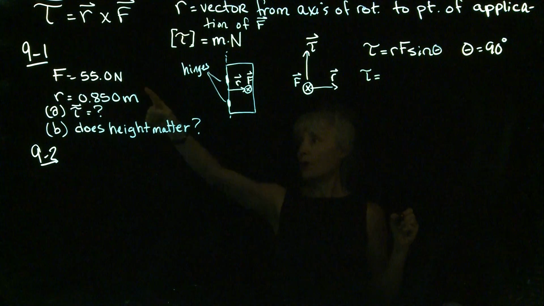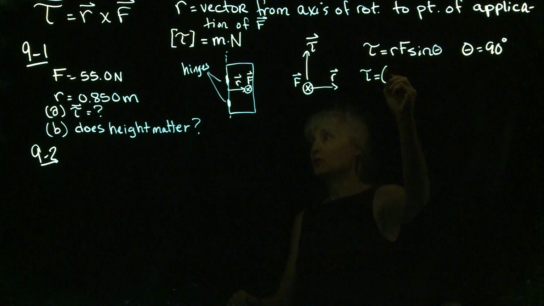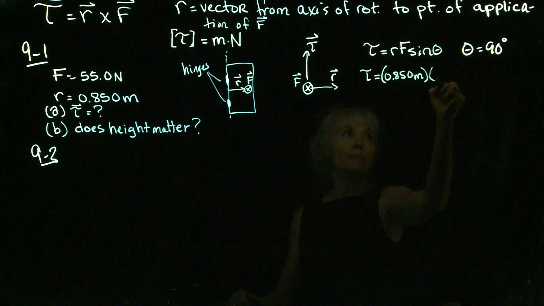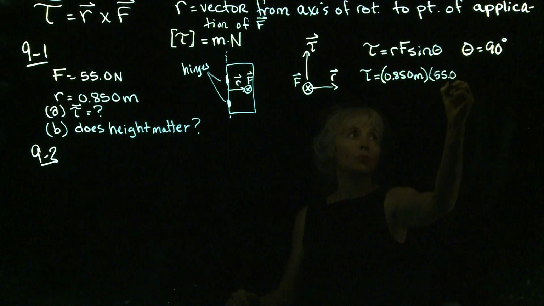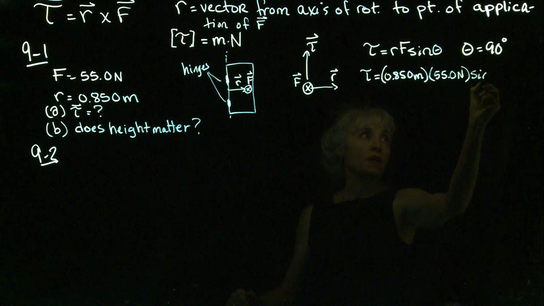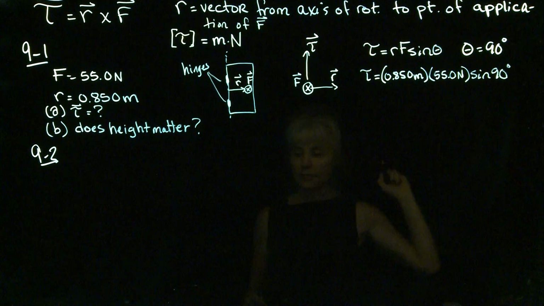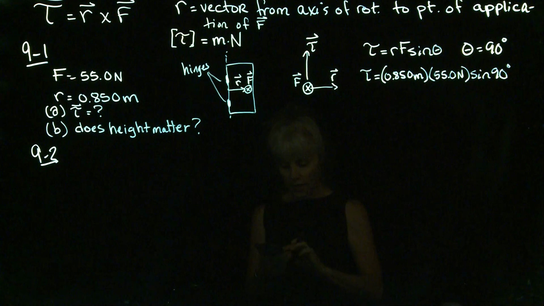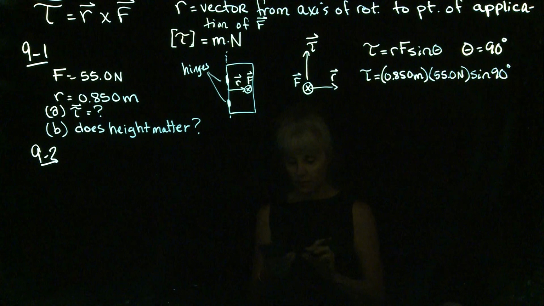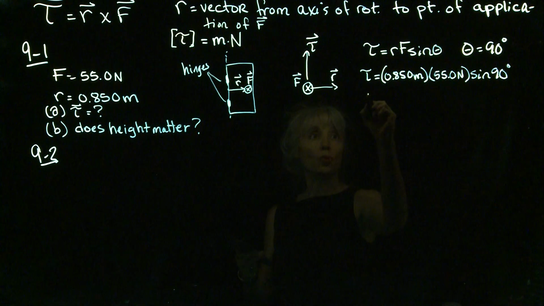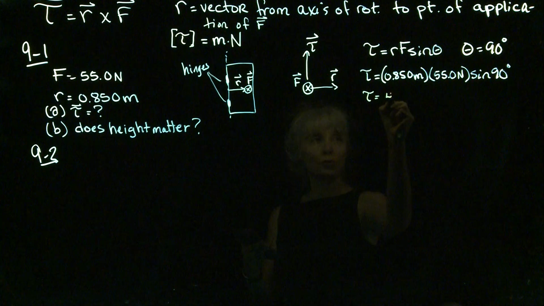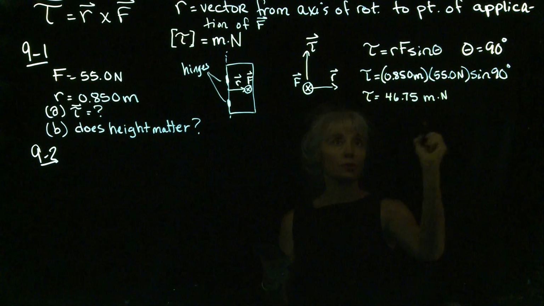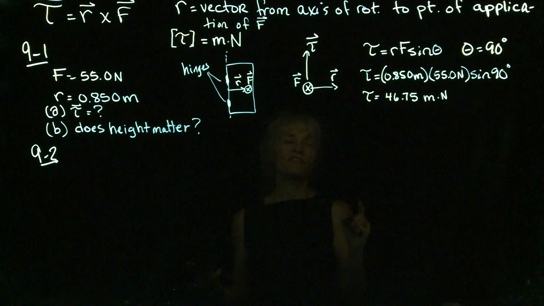The magnitude part, we already have those quantities defined. So the magnitude of R is 0.850 meters. The magnitude of F is 55.0 newtons times the sine of 90 degrees. The sine of 90 degrees is 1. And so we're going to have 0.85 times 55 times 1. And so the torque is going to be equal to 46.75 meter newtons.